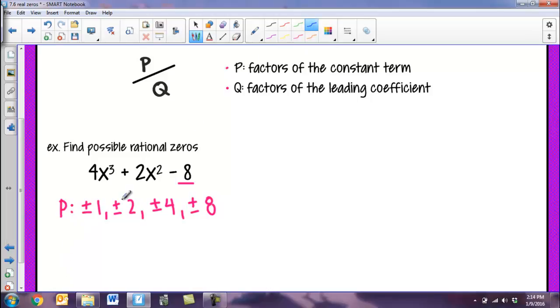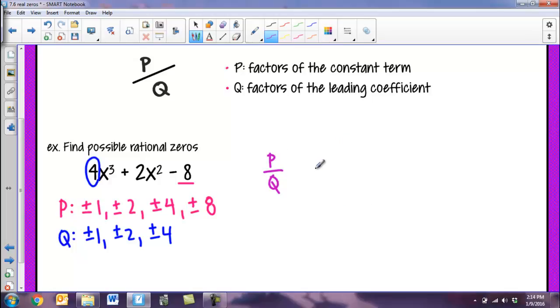Then I'm going to go ahead and find my Q. And that's going to be the factors of the leading coefficient. My leading coefficient is 4. And so I'm just going to, again, with a plus or minus, write down anything that would multiply to give me 4. And now that I have those two number sets, I am going to write down all of the possible zeros by taking all my p values and dividing them by all my q values.